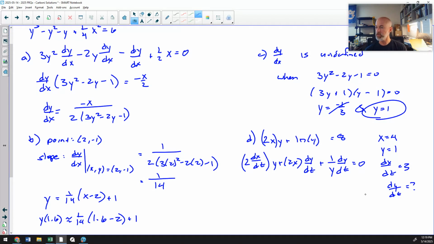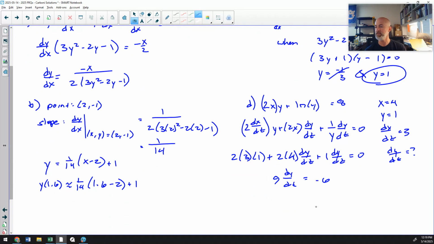And now we will start substituting all of my values. So we have 2 times dx/dt, which is 3, times y, which is 1, plus 2 times x, which is 4, dy/dt is unknown, plus 1 over y, which would be 1 over 1, that's 1, dy/dt equals 0, and we'll solve that. That's 8 plus 1, that's 9, dy/dt is equal to negative 6, and I'm getting dy/dt to be negative 2/3. dy/dt is negative 6 over 9. That does reduce to negative 2/3, but we don't need to simplify that.